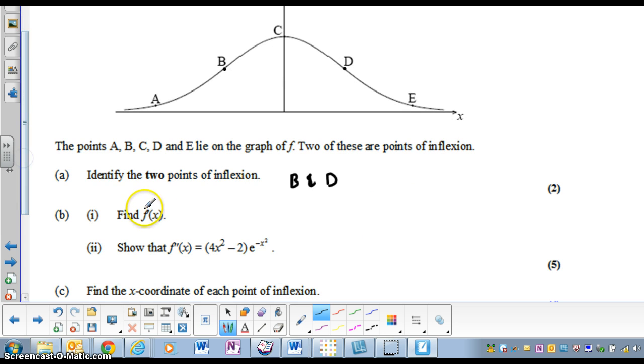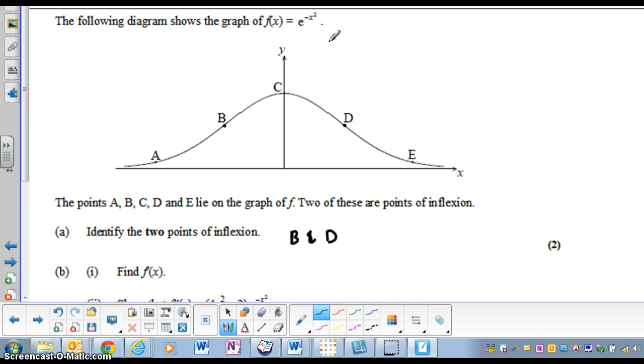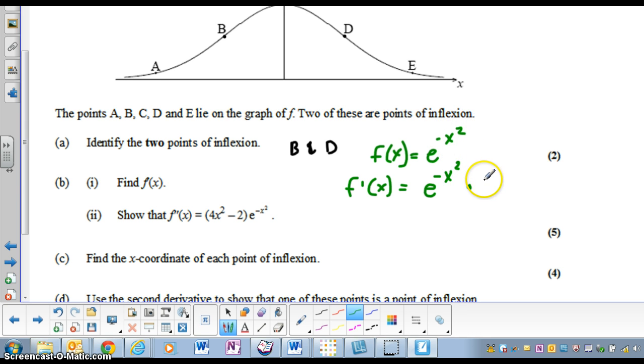Now part B is asking us to find the derivative of our function. Our function is e to the negative x squared. Let's rewrite our function. Our derivative, remember when we're finding it for an exponential, is the same thing written down, and then we take the derivative of our exponent. So negative x squared, the derivative of that would be negative 2x, multiplied by our e to the negative x squared. So our first derivative is negative 2x times e to the negative x squared.